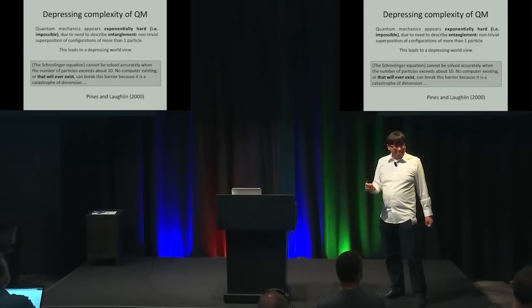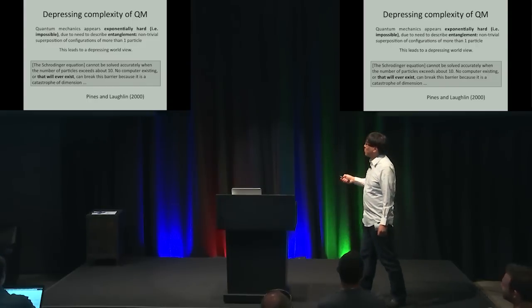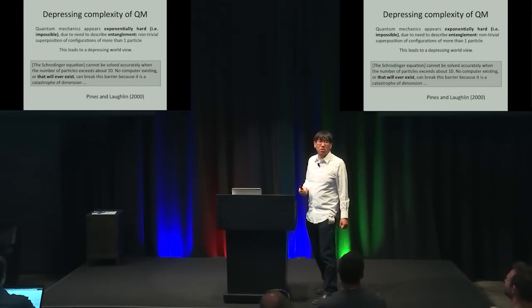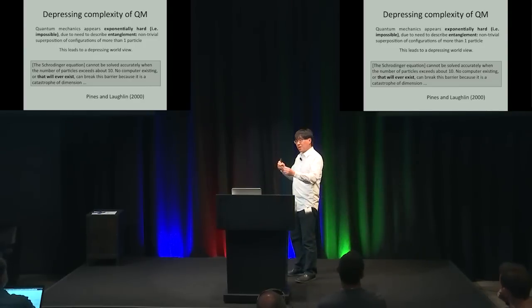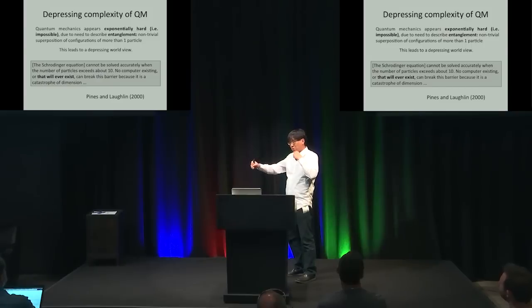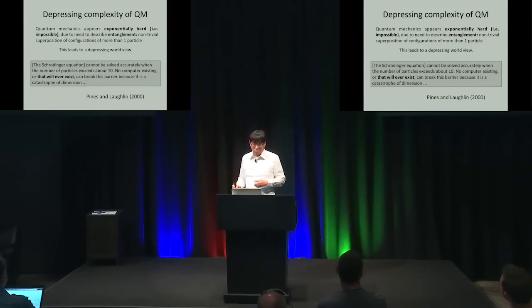And then they go on to make the precise prediction that no computer existing, or that will ever exist, can break this barrier because of the catastrophe of dimension, by which they simply mean that if you increase the number of particles and have to count how many possibilities for the joint behaviors of all these particles, it's growing so rapidly that you will never be able to tackle it on an ordinary computer.